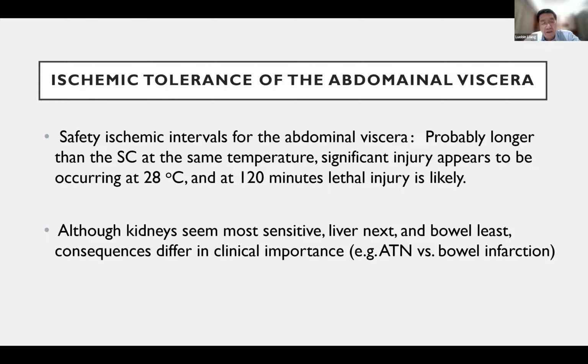The ischemia tolerance for abdominal vessels is much longer. The safe ischemic interval for abdominal organs is probably much longer than for the spinal cord at the same temperature. Significant injury appears to occur at 28 degrees at 120 minutes, and lethal injury is likely. Although the kidney is the most sensitive, the liver is next, and the bowel is the least, the consequences of organ injury do not follow this order. That depends on the patient; different patients have different situations.